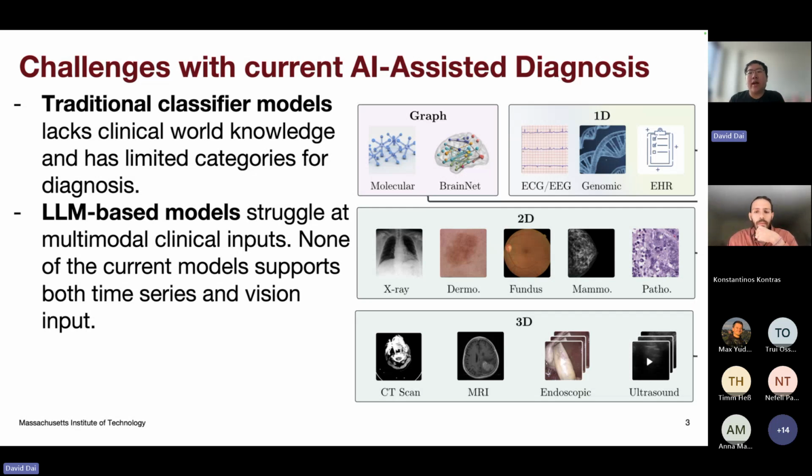More recently, thanks to the extensive clinical text that large language models are pre-trained on, they can produce really decent outputs. But we found that they often struggle with multimodal medical data, which is typically not available freely online. Also, none of the current models accepts raw time series as inputs.